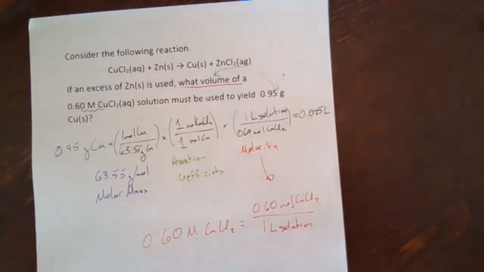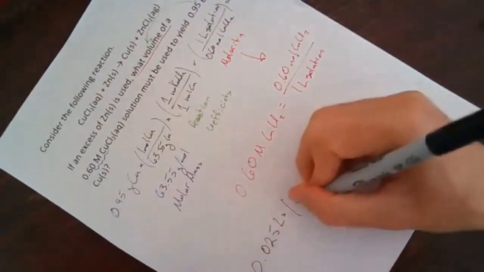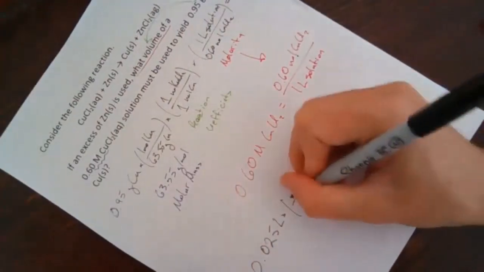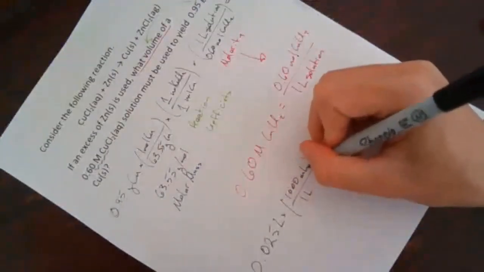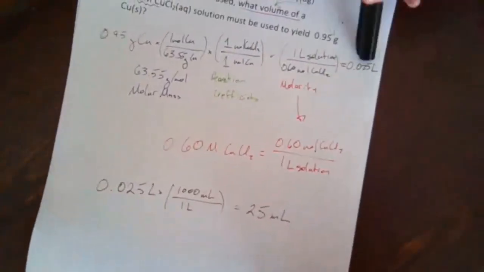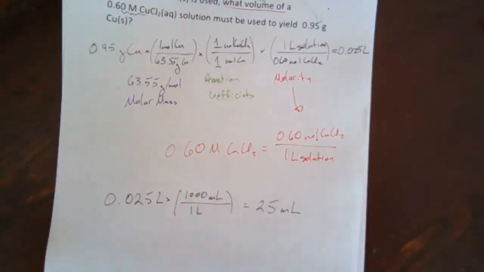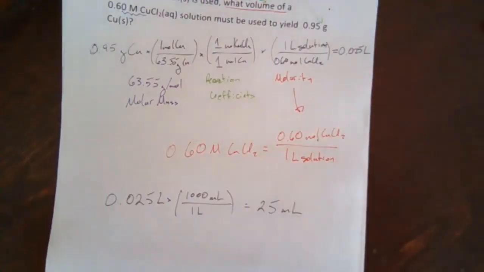You'll note the 0.025 is a little small in terms of liters. More commonly, we would say 25 milliliters. We know that in 1 liter, I have 1,000 milliliters, and this becomes 25 milliliters. That's not mandatory, 0.025 liters, totally acceptable response. Just in terms of usefulness and utility, milliliters is more common.